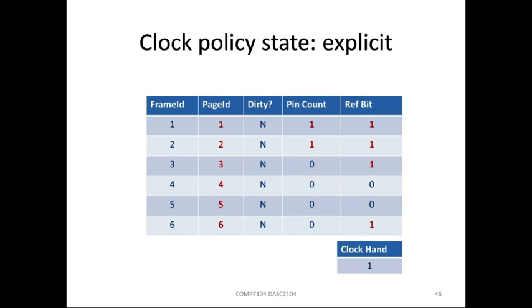This is our state, and we'll see this next in clockwise fashion. So we have the frames, and the pages occupying the frames. It so happens that here the page ID occupying each frame is equal to the frame ID, but of course this is just a coincidence. We have the dirty bit information, the pin count, and the reference bit here. And the clock hand is equal to 1, so the clock hand is pointing to frame number 1.